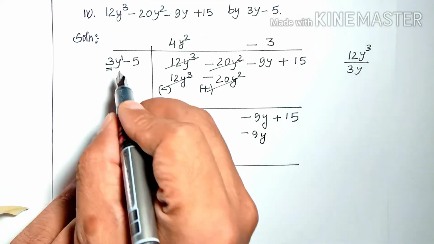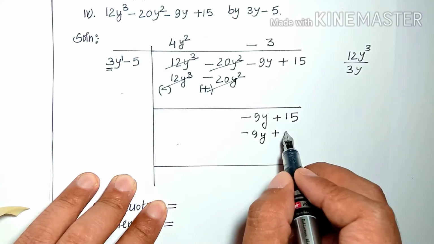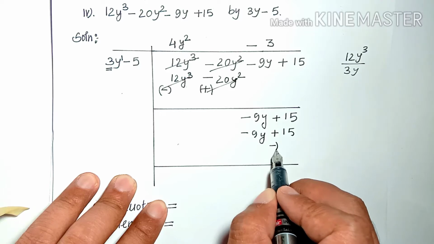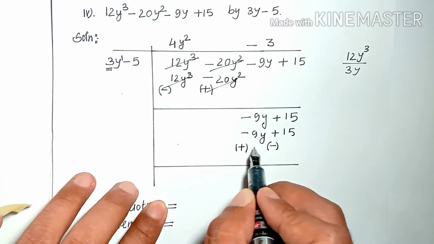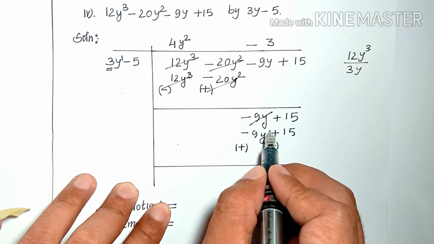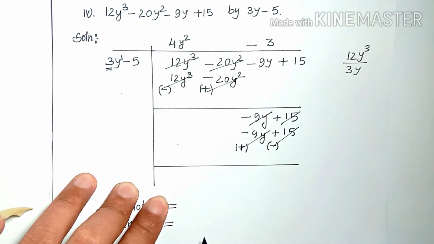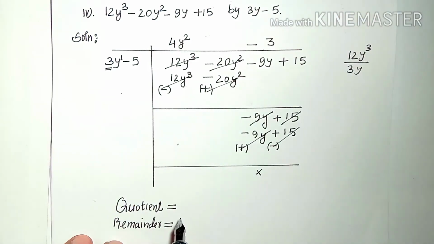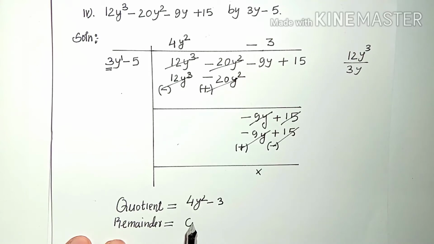Now the next one, again minus are plus. After that, 5 into 3 will be 15. Then what we do here, this sign you'll have to change now. This will become here minus sign. Again minus will change to plus sign. Now negative y, positive 9y we can cancel. Similarly, positive 15, negative 15 you can cancel. That is how here the remainder, which is 0. So therefore the answer we have got here 4y square minus 3, and the remainder, which is 0.